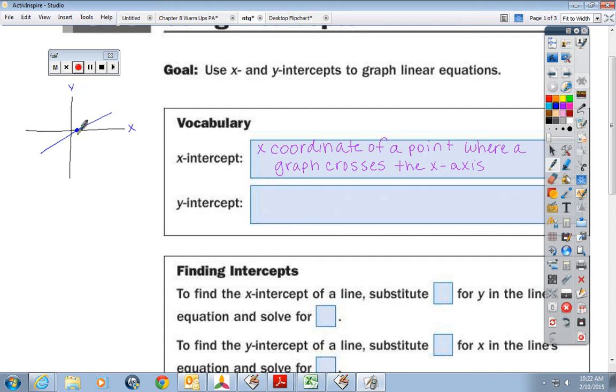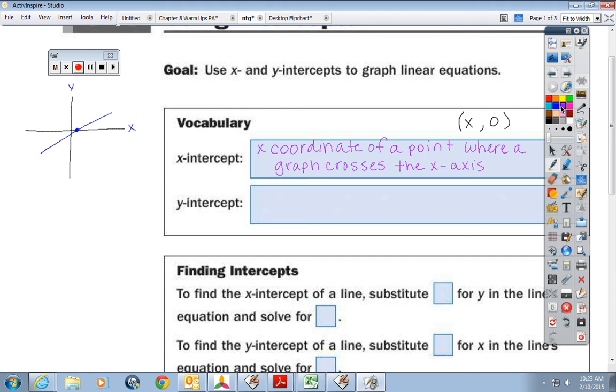So it's where the point crosses the x-axis, making the y-coordinate, in this case, 0. So you would need to know that whatever it is would be your x-coordinate when y equals 0. And the opposite is true for the y-intercept.